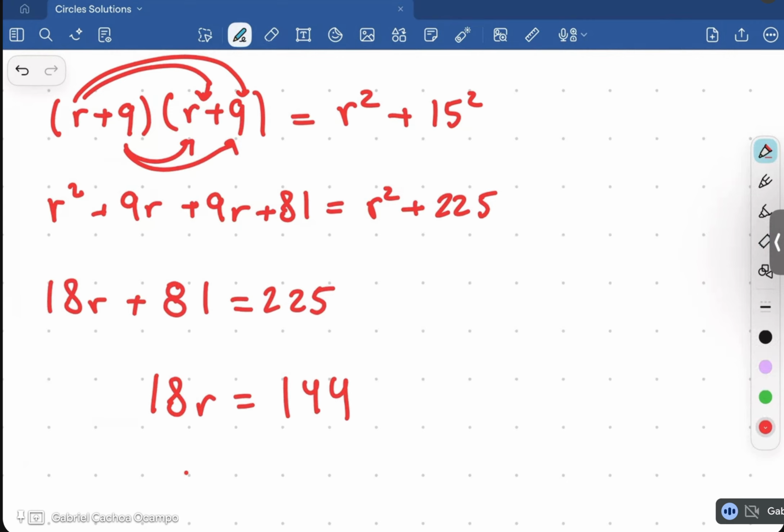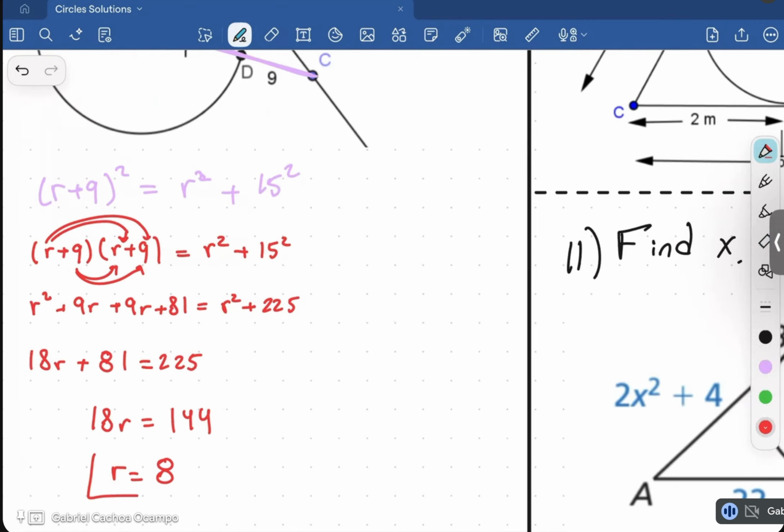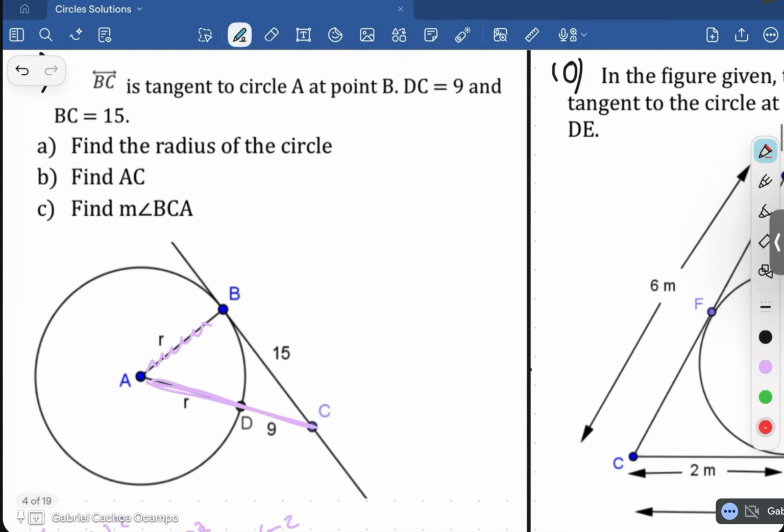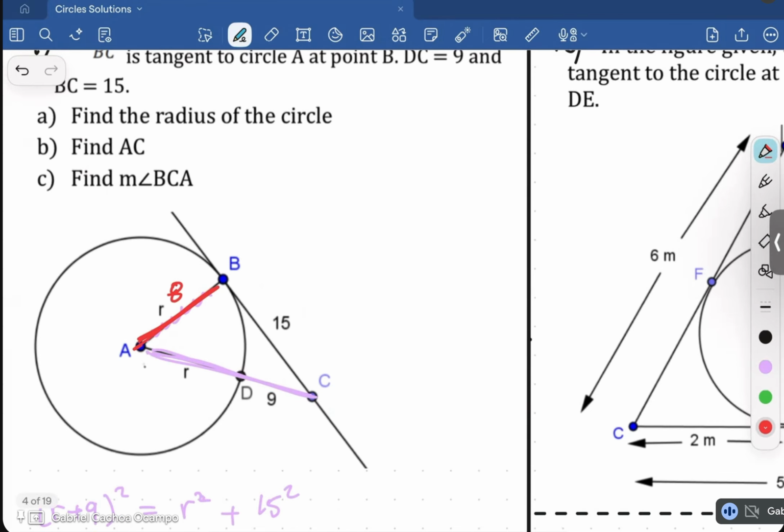And divided by 18 equals 8. So r is 8. So the radius measures 8. Now, what is the measurement of AC? Well, AC is just 8 plus 9. 8 plus 9 is 17.